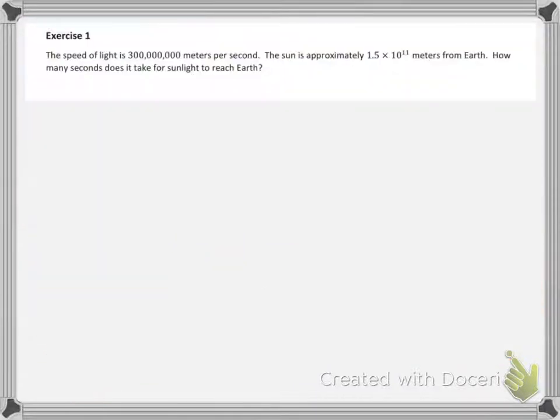Let's get started. All right, exercise 1 gives us the speed of light is 3 million meters per second. The sun is approximately 1.5 times 10 to the 11th meters from Earth. How many seconds does it take for sunlight to reach Earth?